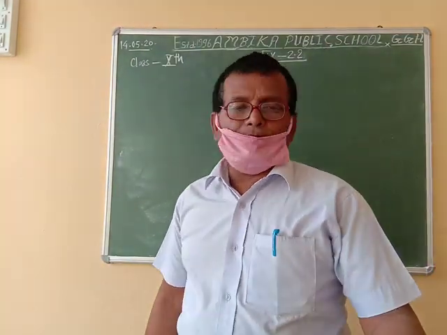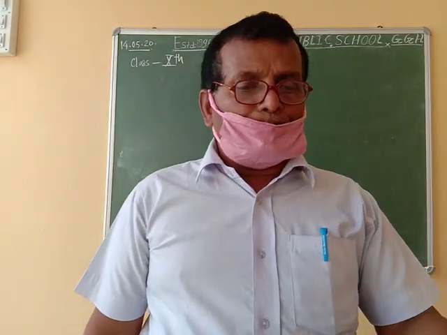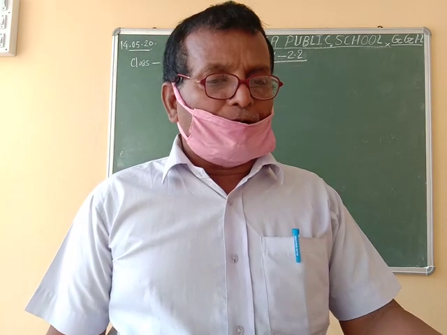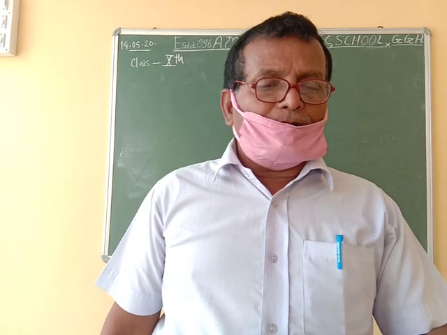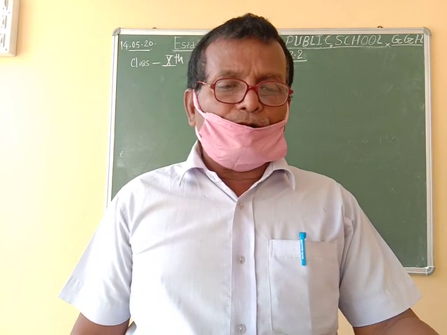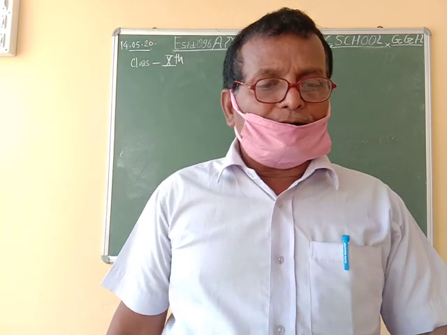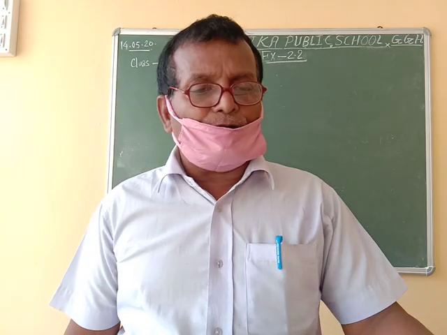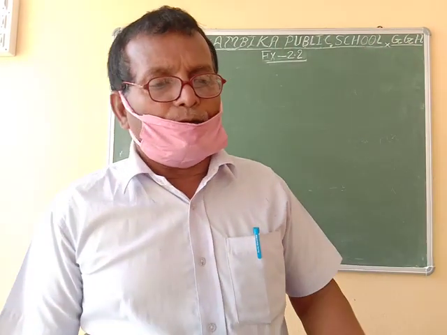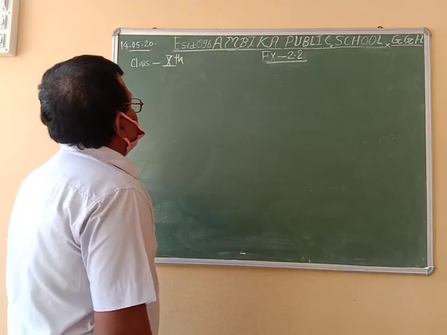Students, in this period I am going to solve some important problems of exercise 2.2. In previous classes, you have learnt about zeros of the polynomial. So, in this question, you have to find the zero of the quadratic polynomials and verify the relationship between the zeros and its coefficient. So I am going to solve question number 1 of exercise 2.2.